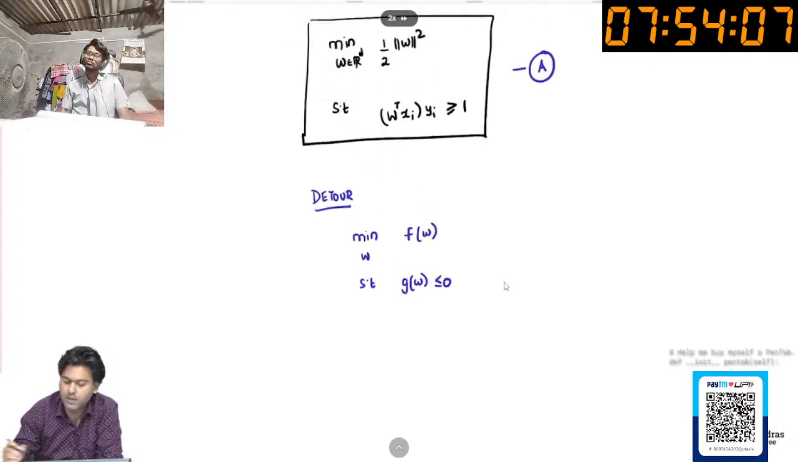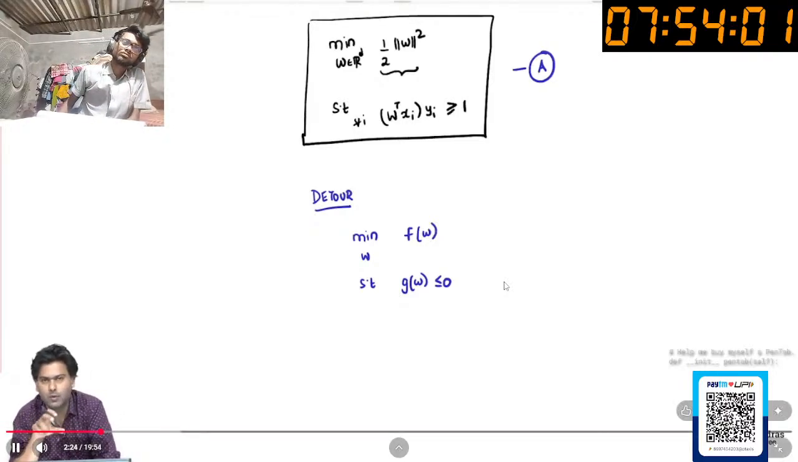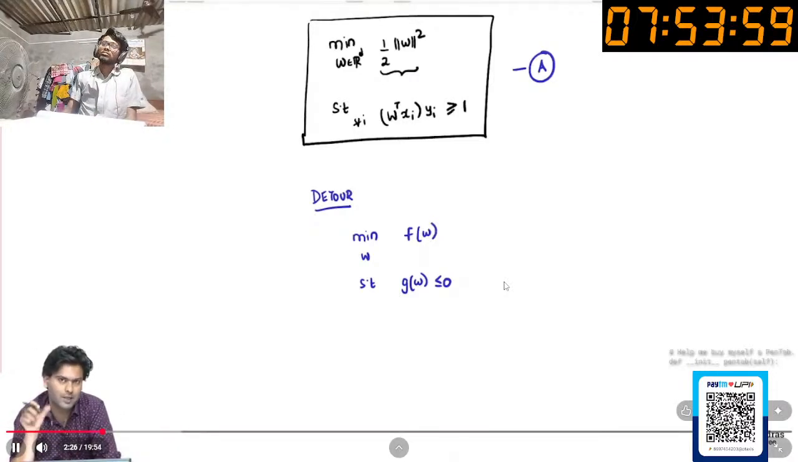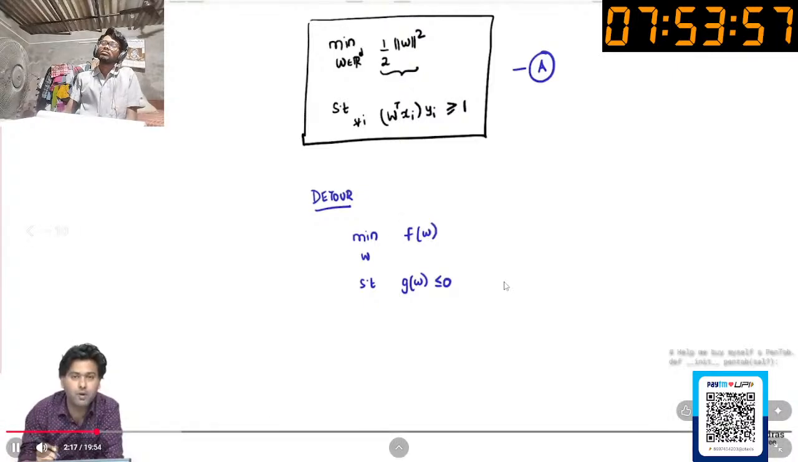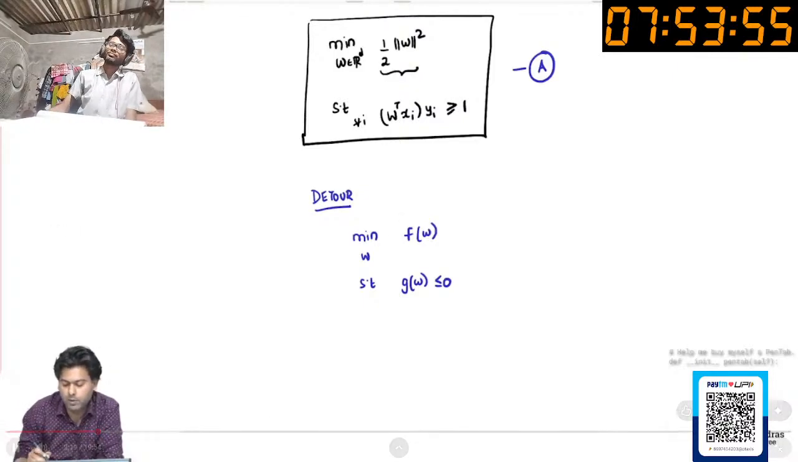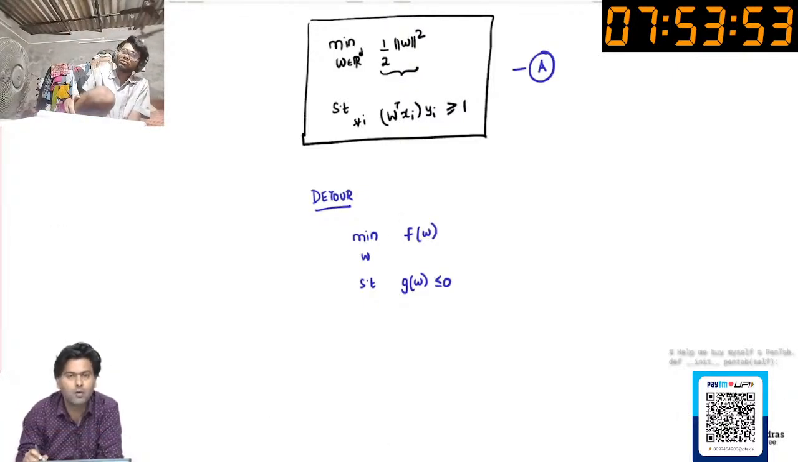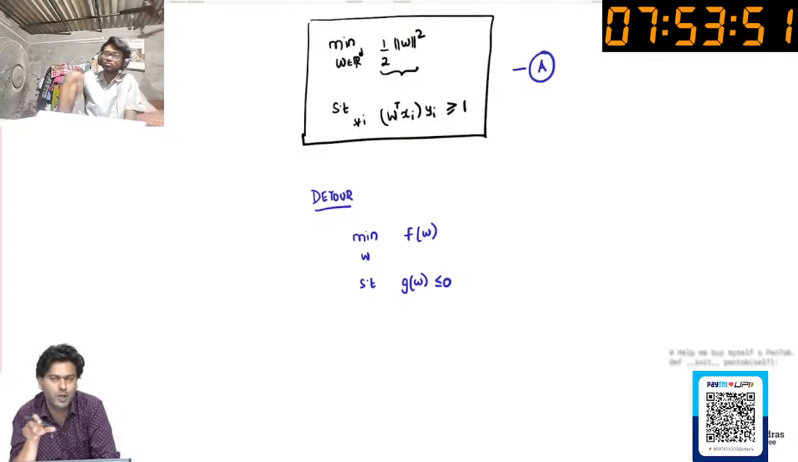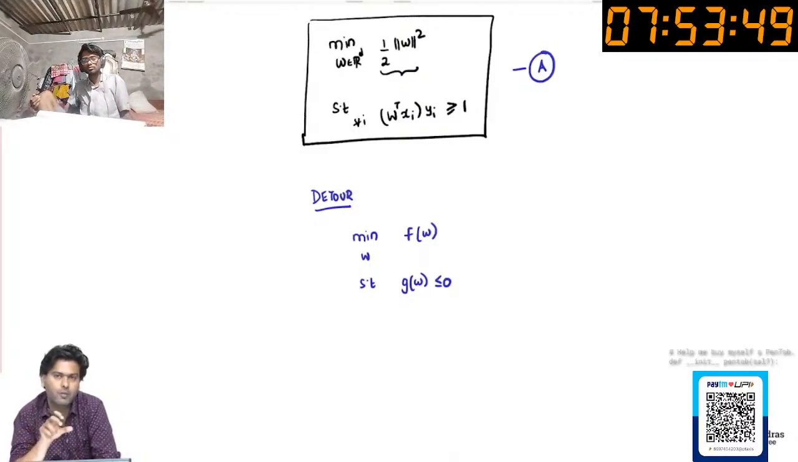Note that the problem that we have is of this form. So here we have some function f of w. Now g of w is not less than or equal to 0; it's greater than or equal to 1. But then you can change it into an appropriate form such that it is less than or equal to 0.